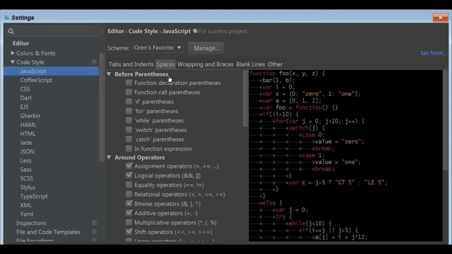So let's go through here, and we're going to walk through all of this, and this won't take very long. I'm going to try to go really, really fast with this. So the "before parentheses" setting is basically spacing before parentheses.